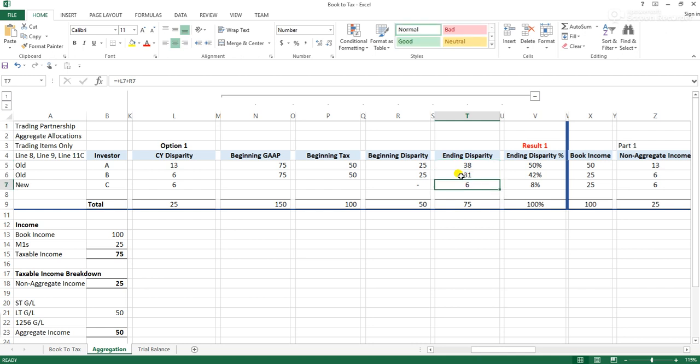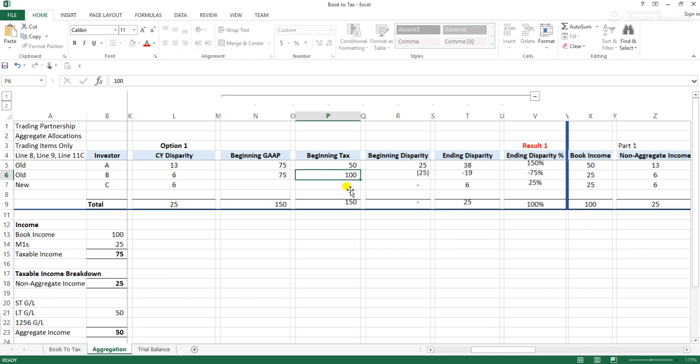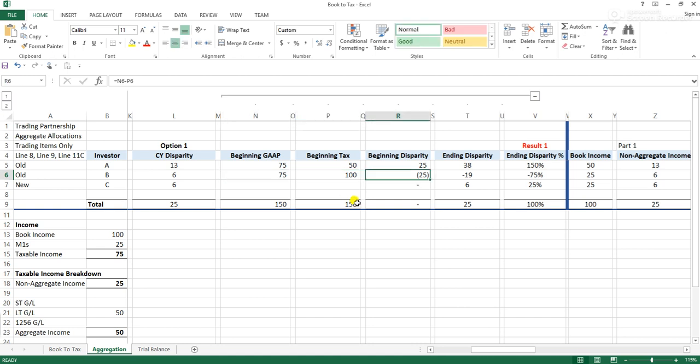Each investor needs gains. But in a situation where someone's tax capital is higher than their book, so let's say in this case, the investor has tax of 100 and GAAP of 75, that means that this investor has been overtaxed. That means that he's paid tax on 100, but has only economically earned 75. That means through the life of his investment, then this investor will eventually have to get allocated $25 of loss in order for tax to equal GAAP.